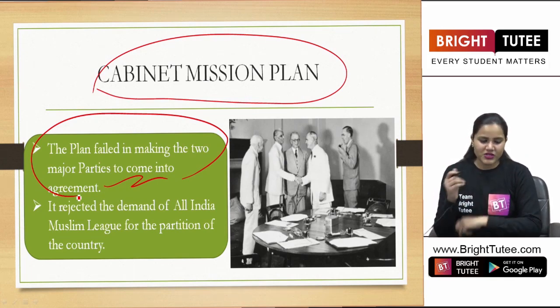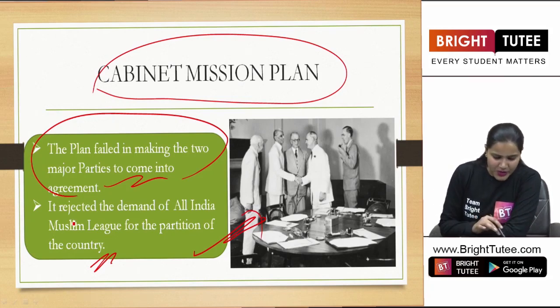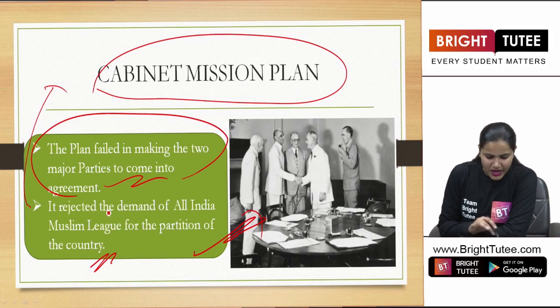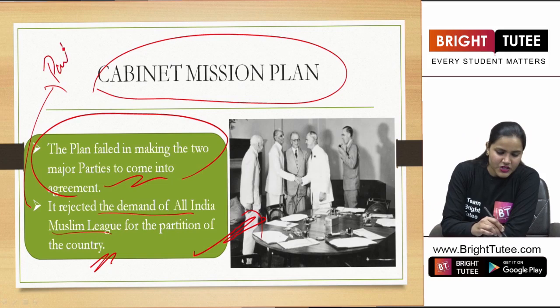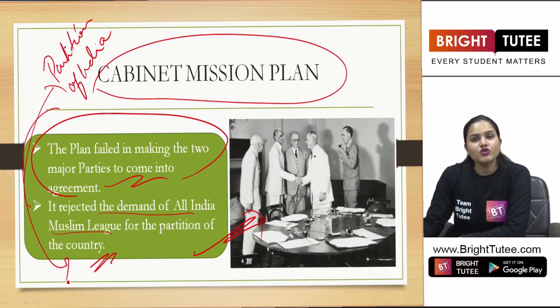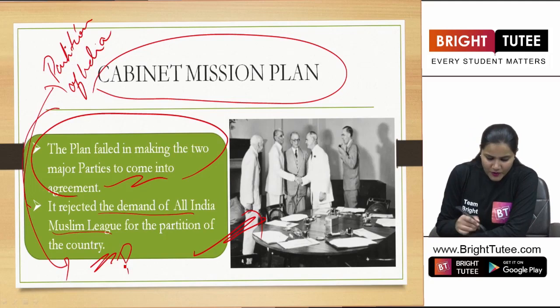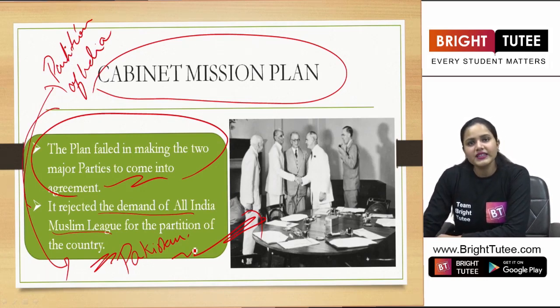Now, what were the proposals these parties were talking about? Here we see that the Cabinet Mission Plan rejected the demand of the All India Muslim League. What was their demand? The demand was for the partition of India and formation of another country, Pakistan. This was the main demand of the All India Muslim League, that they wanted a Muslim-dominant country.